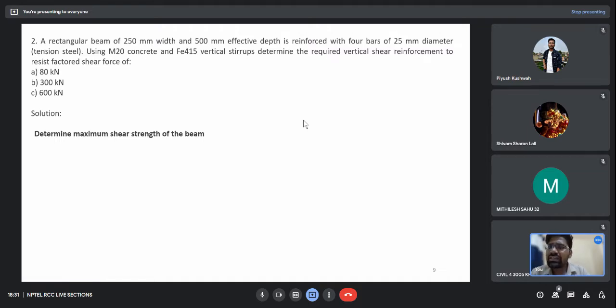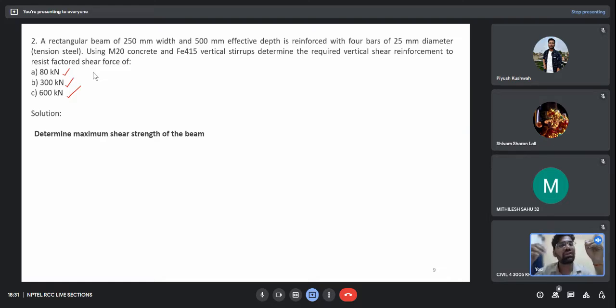So what does the question say next? Using M20 concrete and Fe 415 vertical stirrups, determine the required vertical shear reinforcement to resist the factored shear force of: first 80 kilonewton, second 300 kilonewton, and the third case 600 kilonewton. So these are the shear forces for which I have to provide the shear reinforcement in my beam. And the beam cross section is already given.